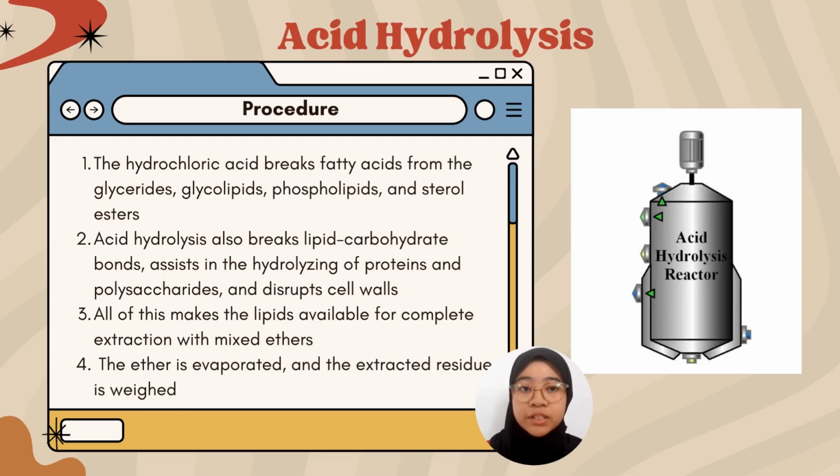For the first method, acid hydrolysis, the procedure is that the hydrochloric acid will break the fatty acids from the glycerides, glycolipids, phospholipids, and sterol esters. Next, acid hydrolysis also breaks the lipid-carbohydrate bonds, which assists the hydrolysis of proteins and polysaccharides and disrupts the cell walls. The third one, all of these make the lipids available for complete extraction, using mixed ethers. Then the ether is evaporated and the extracted residue is weighed. As you can see, the picture I show on this slide is an acid hydrolysis reactor that is used in this experiment.